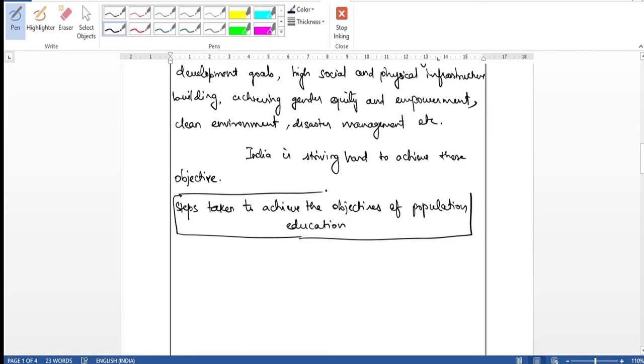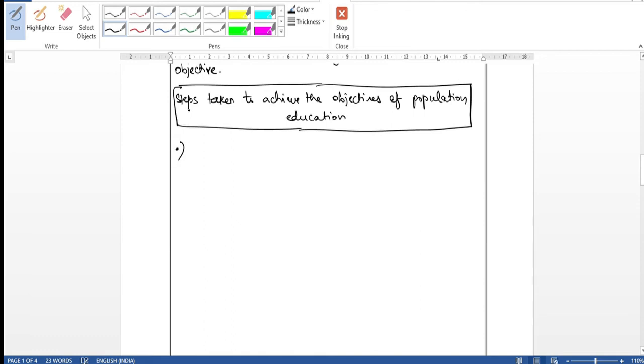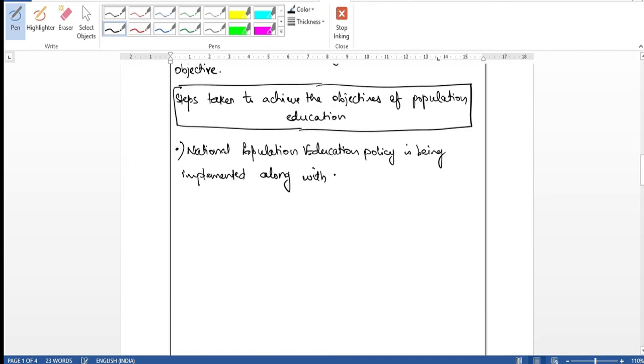Then what are the steps taken? Number 1, the National Population Education Policy is being implemented along with the National Education Policy.